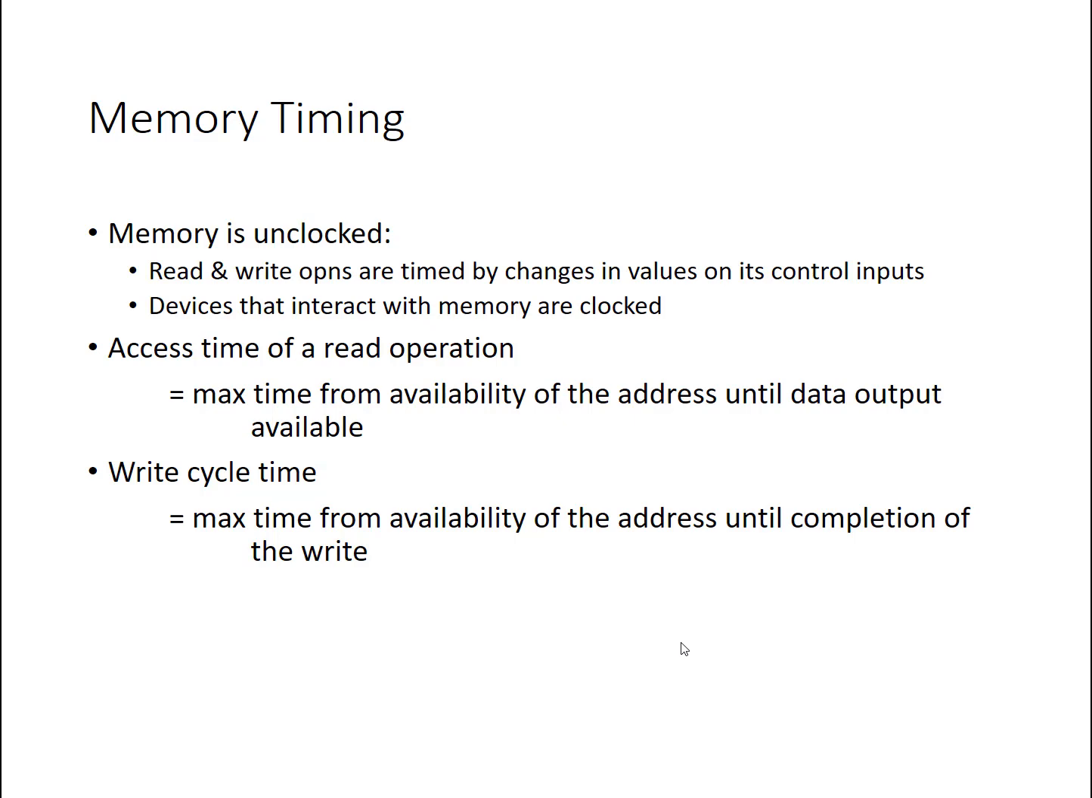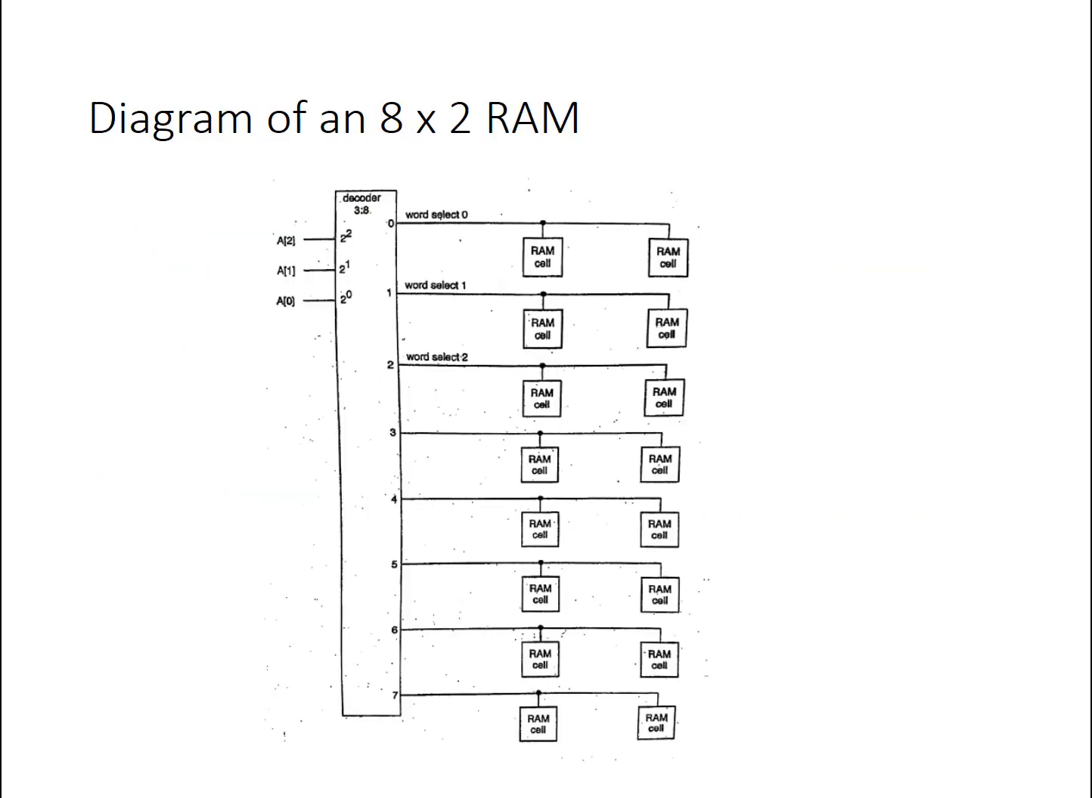And so an important metric against which memories are evaluated is their access time of a read operation, which is the max time from availability of the address input until the data output is available, and also the write time. Well, how much time does it take from the availability of the address until the completion of the actual write? Okay, so this shows an example block diagram of a RAM. Many memories are built using these smaller cells, and this is true for RAM. So this is an 8x2 RAM built out of these smaller 1-bit RAM cells.